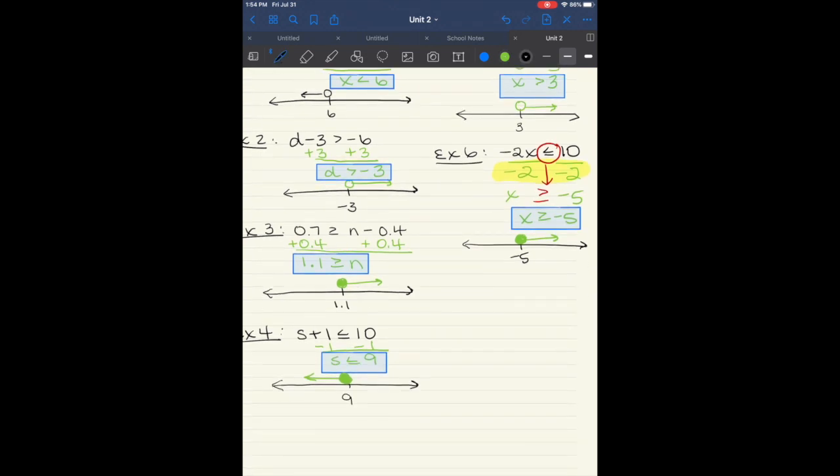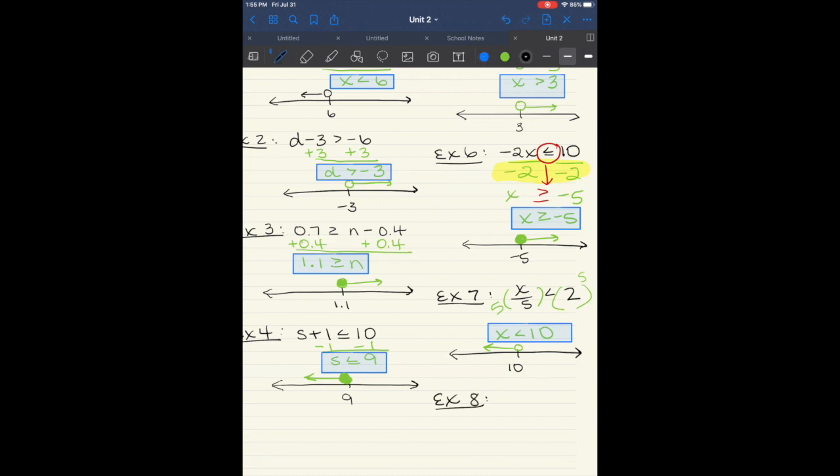Example 7. We've got x over 5 is less than 2. To get rid of that over 5, we multiply by 5. We have x is less than 10. So open circle on 10 and arrow towards the smaller values, which is to the left. Now let's do some harder examples after example 8.